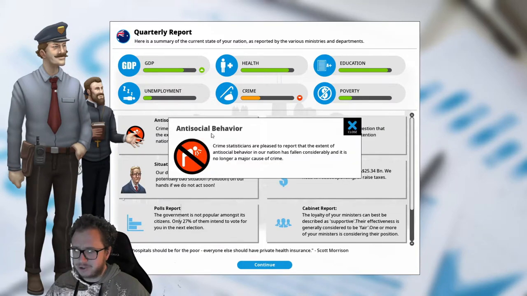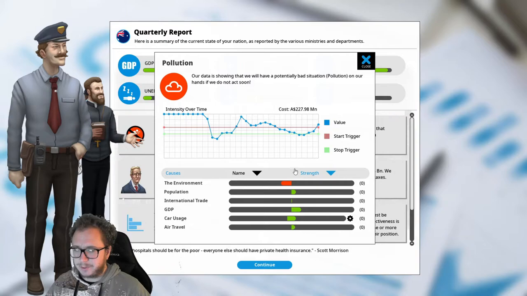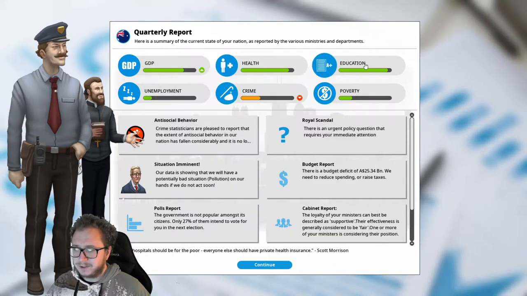There you go. Antisocial behavior has fallen considerably. Look at the crime. We've basically halved the crime. Pollution is now above the start trigger. So we might need to do something in relation to the pollution, which is fine. I have no issues with that. This is directly caused by our GDP going through the roof.